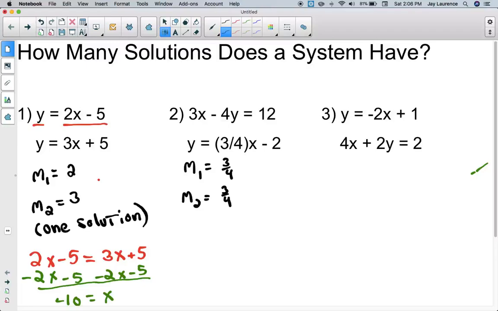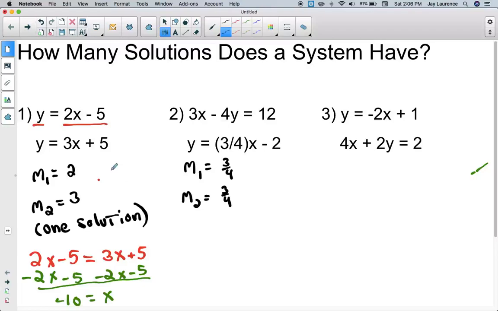If they're parallel, we'll have no solution, excuse me, because the lines will not cross in the flat land that we exist in Algebra 1. If the lines are the same line, they will intersect in effect everywhere, and therefore there would be infinitely many solutions. Any value we put in will work. So let's see here.